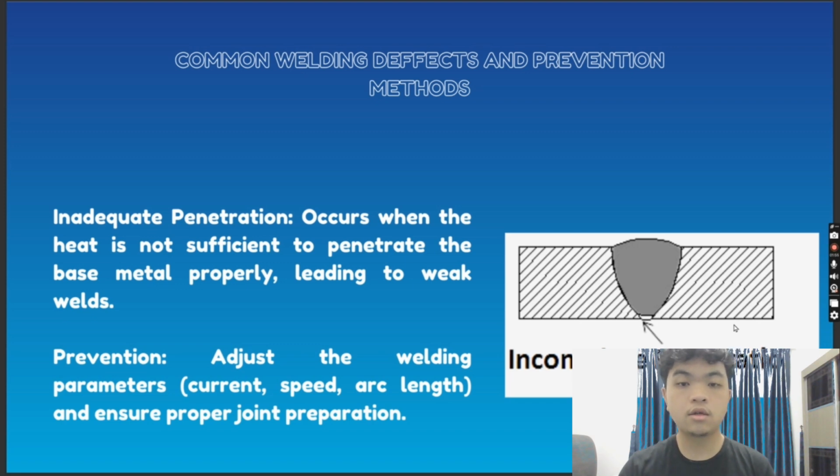The next common welding defects and prevention methods are as follows. Inadequate penetration occurs when the heat is not sufficient to penetrate the base metal properly, leading to weak welds. One prevention that we can do is adjusting the welding parameters, which are current, speed, and arc length, and ensure proper joint preparation.